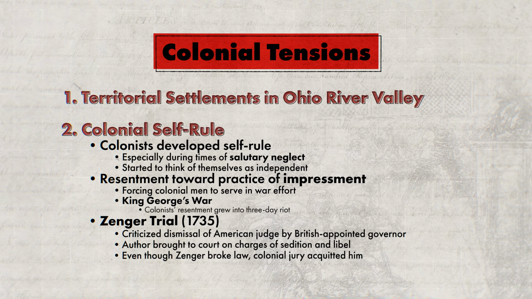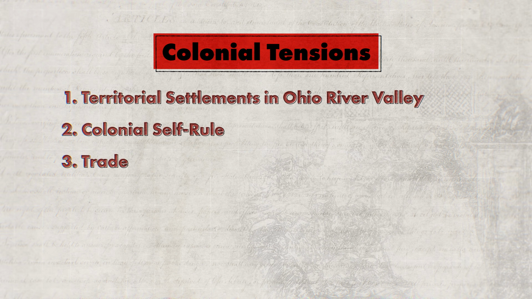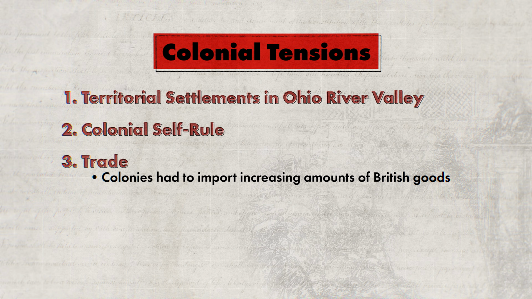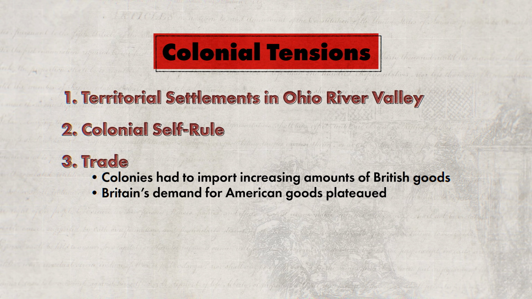And finally, there were disagreements between colonists and Great Britain regarding trade. You see, since the colonists were multiplying like mad, that meant that they needed to import increasing amounts of British goods. But on the other side of the ocean, the British population wasn't really growing that much, so the demand for American goods had kind of reached its peak. But Americans were all kinds of industrious and had metric buttloads of goods to trade.